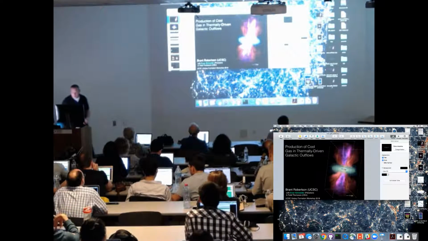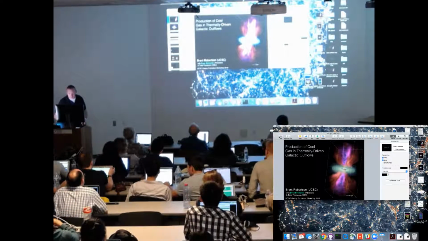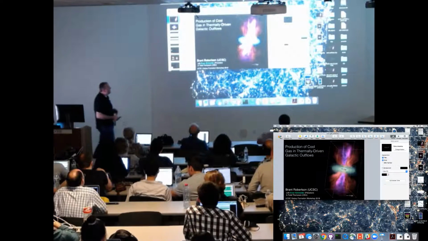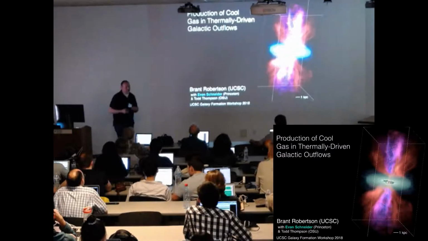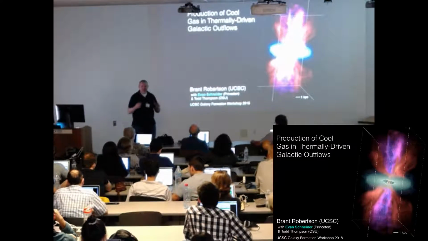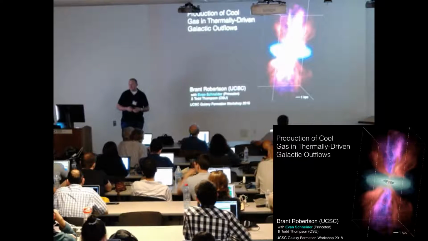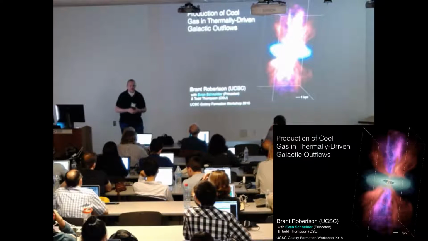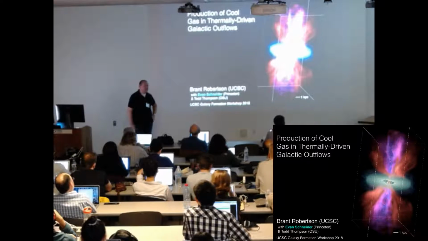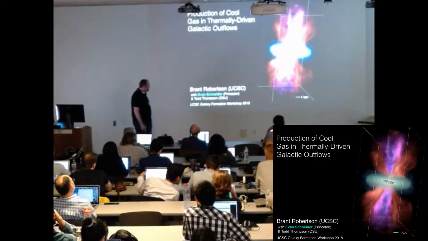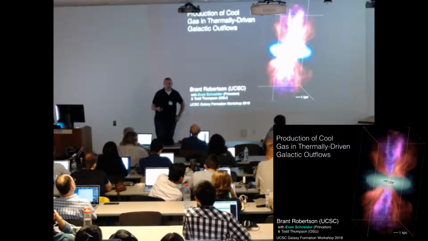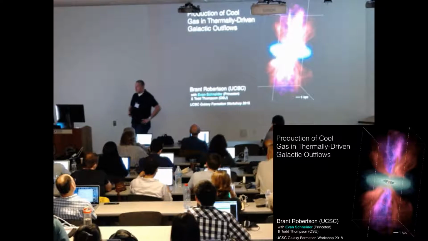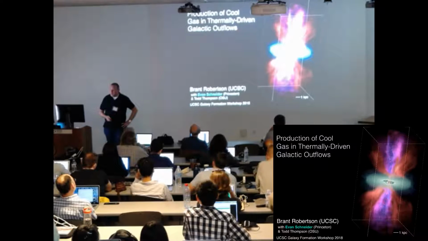So my name's Brant Robertson. I'm a professor here at UC Santa Cruz, and today I'm going to be telling you about the production of cold gas in galactic outflows. This is work that has been conducted primarily by my former student, Evan Schneider. She's now a Hubble Fellow at the department in Princeton. And some of this work was also done with Todd Thompson, who was at Ohio State.